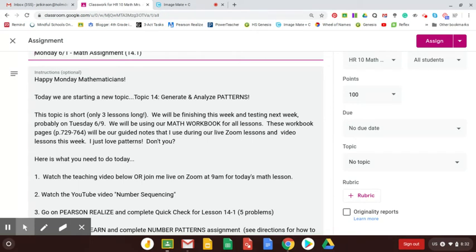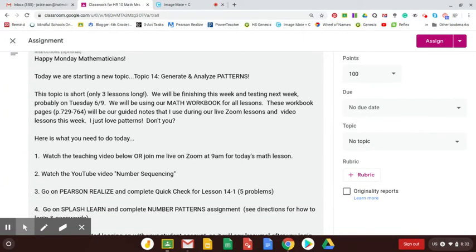I'm thinking on Tuesday. For all of our guided notes throughout this entire topic, we're going to be using our math workbook. So you don't need to print anything else out. Everything should be right there in your math workbook. But we are going to be using almost all of the pages. So definitely have that handy at every live session and or any video session that you're attending. So the workbook pages start on page 729.